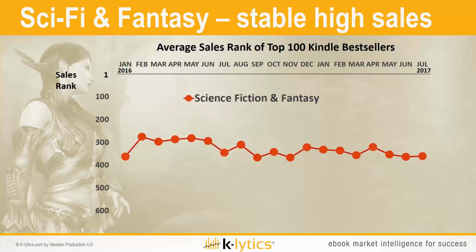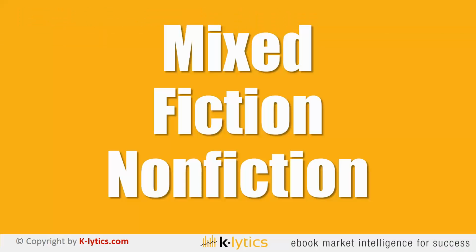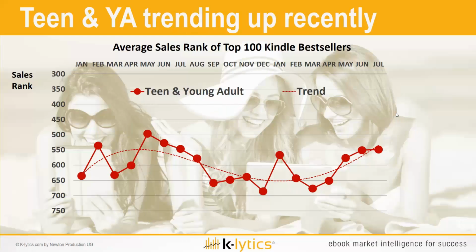Then also science fiction and fantasy is showing stable, high sales. You see here the average sales rank of the top 100 bestseller list is around a sales rank of 300 to 400. And also if you look at the price levels, okay, we've seen this spike here in July 2016. We've come back down to a more normal level, but still the prices are between $4.50 and $5 on average.